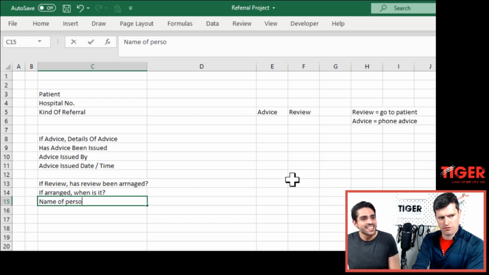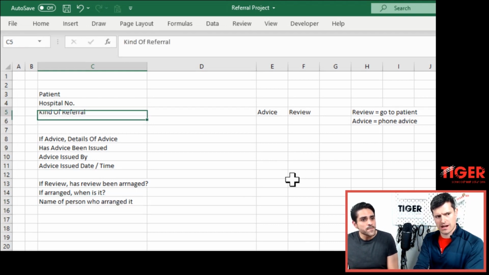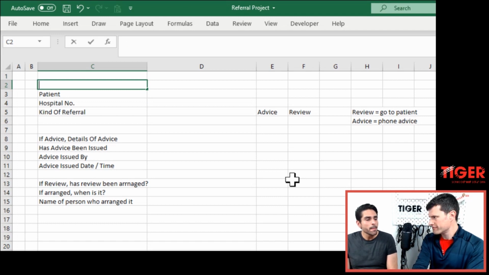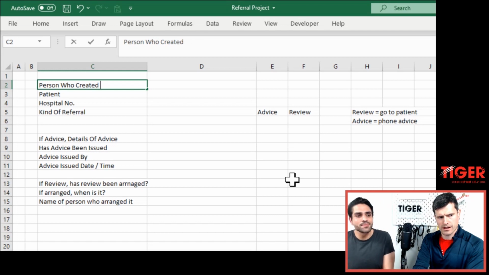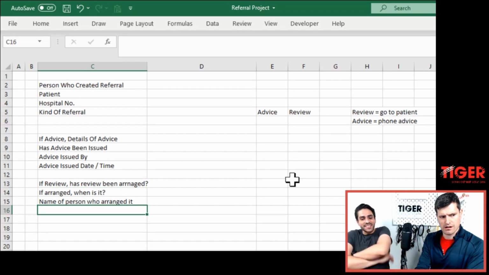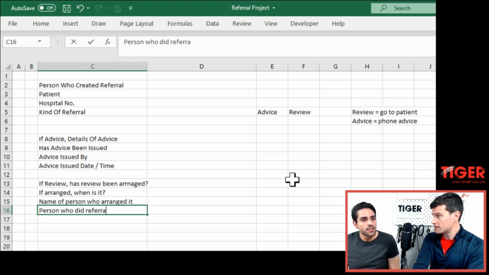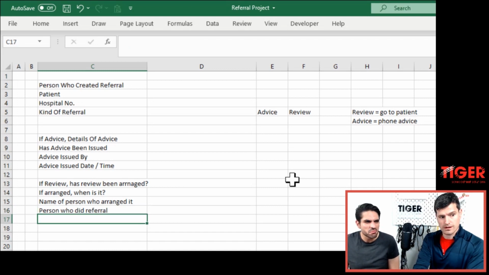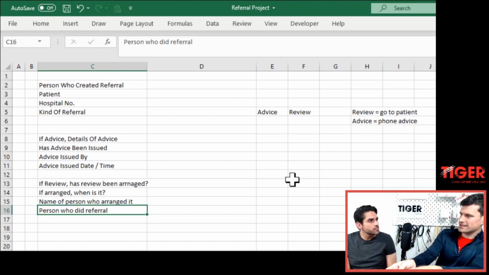Name of person who arranged it. That's a good one. You also want, right at the top here, the person who's created this referral as well, don't you? I do. It's got to be there. Because then it does hold a bit of accountability for the person who created a referral. Okay, and then the name of person who arranged it, and then the person who did the referral. Yeah, we can do. Person who did the referral, as in the person who actually went and.